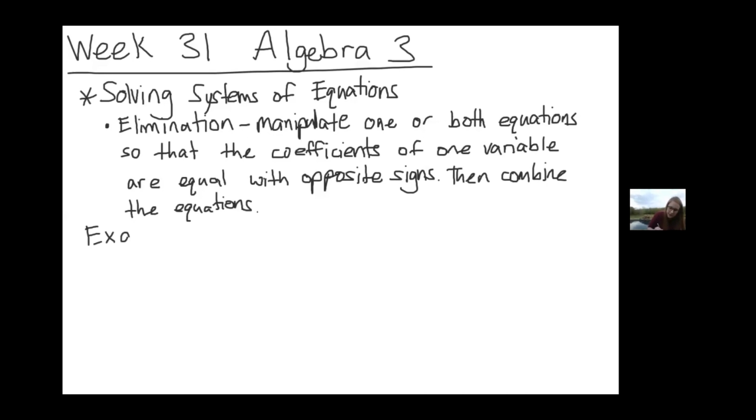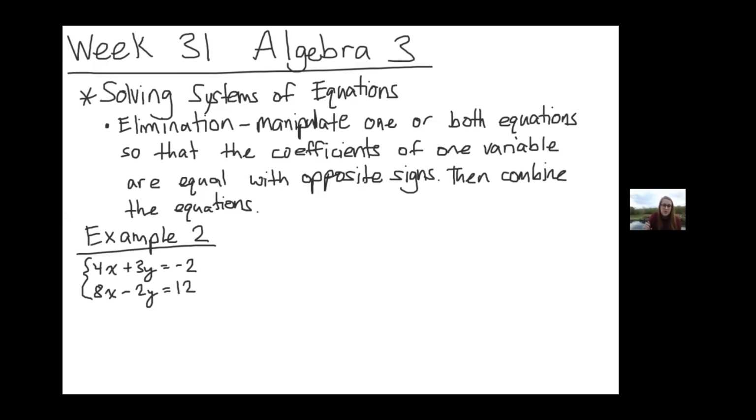Okay, let's look at an example. So this would be example 2. And we have a system: 4x plus 3y equals negative 2, and 8x minus 2y equals 12. There's our system of equations.